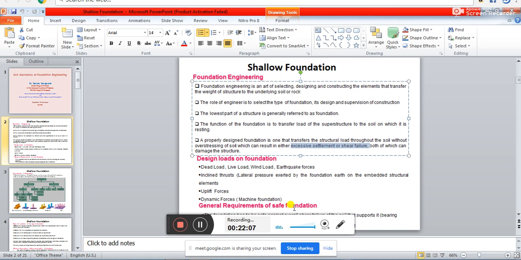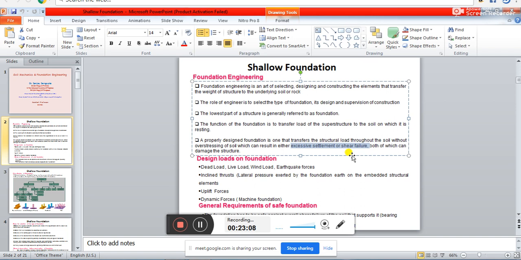shearing of the soil. So basically, while designing and selecting a foundation, you must be very cautious about the fact that you cannot allow your foundation or the soil underneath the foundation to fail by shear failure. Failing by shear failure means that, because of the load coming from the superstructure to the foundation level, the soil under the foundation should not get overstressed, such that the shear stress the soil can take is exceeded by the load coming from the superstructure to the substructure.